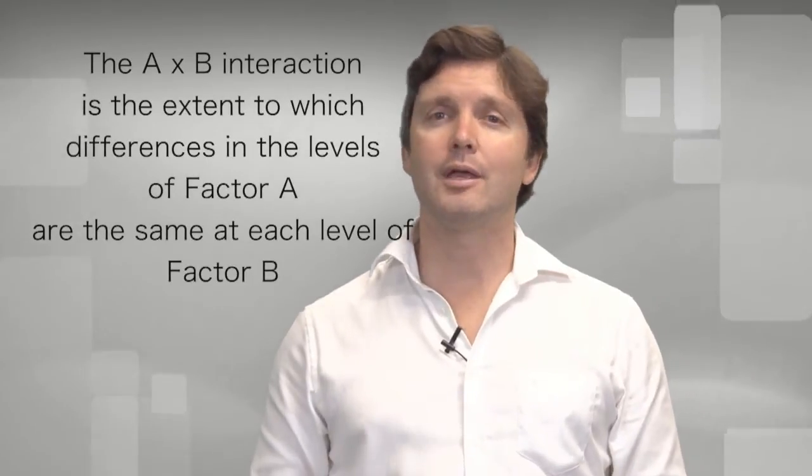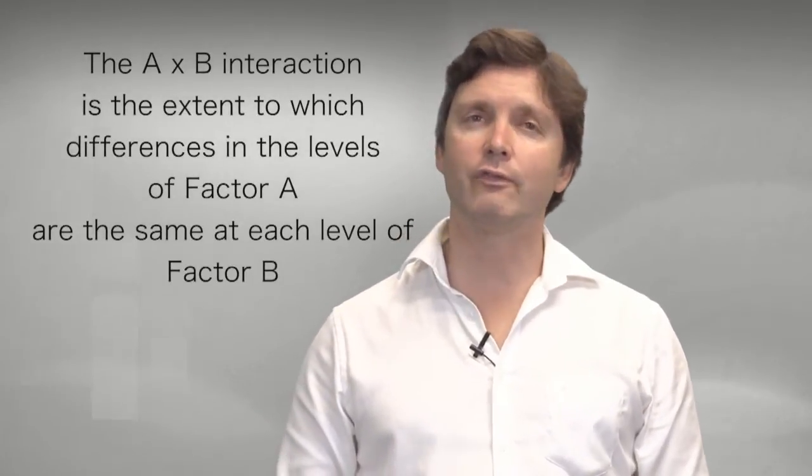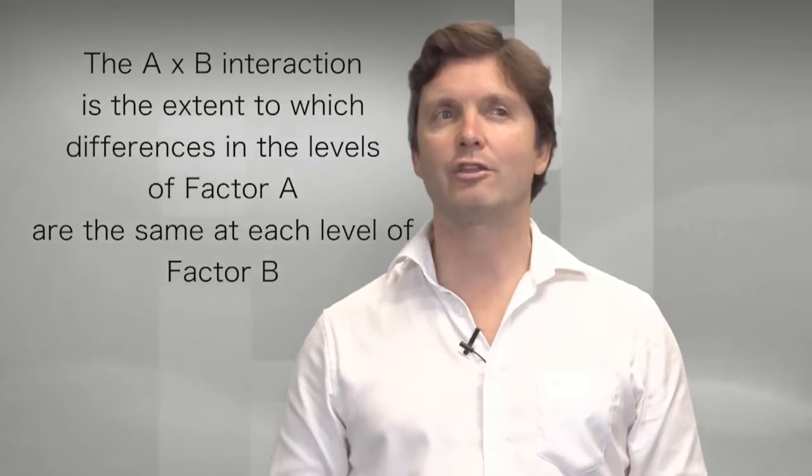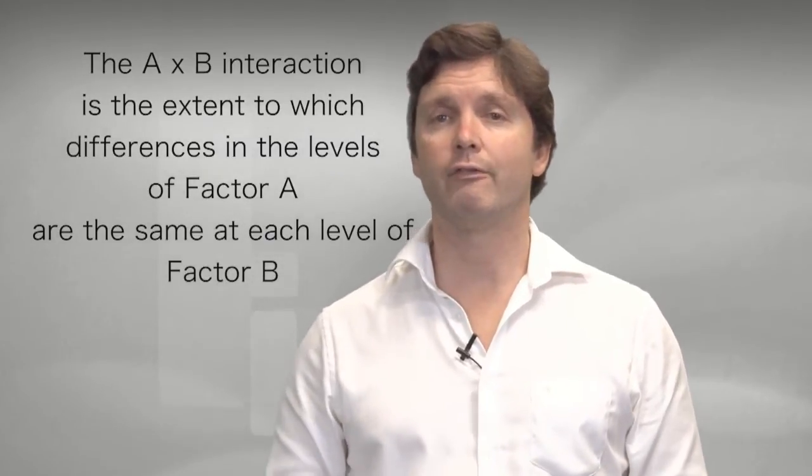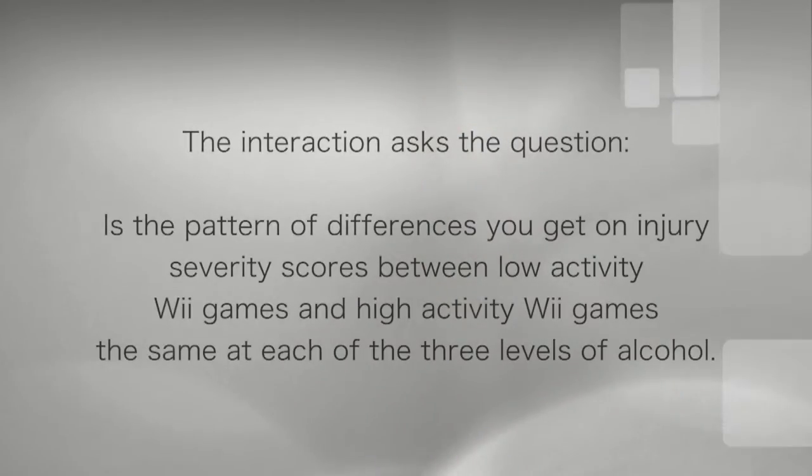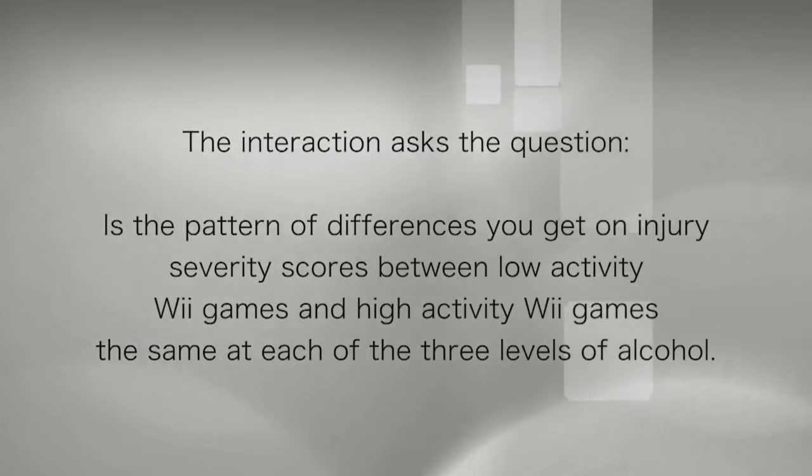So the A times B interaction is the extent to which differences in the levels of factor A are the same at each level of factor B. In this example, the interaction asks the question, is the pattern of differences you get in injury severity scores between low activity Wii games and high activity Wii games the same at each of the 3 different levels of alcohol? Or conversely, is the kind of difference that you get between the 3 levels of alcohol the same for low activity Wii games as it is for high activity Wii games?